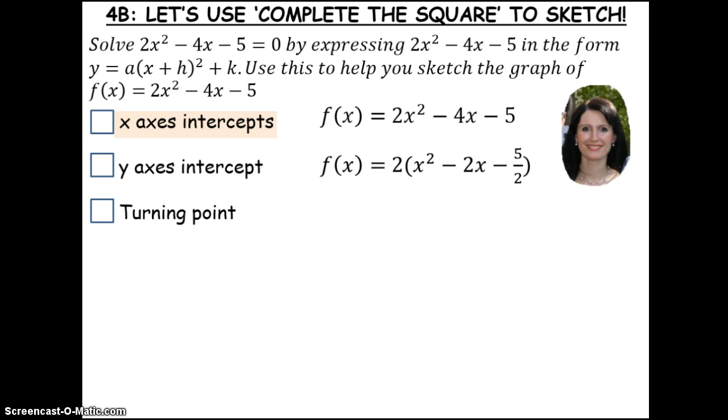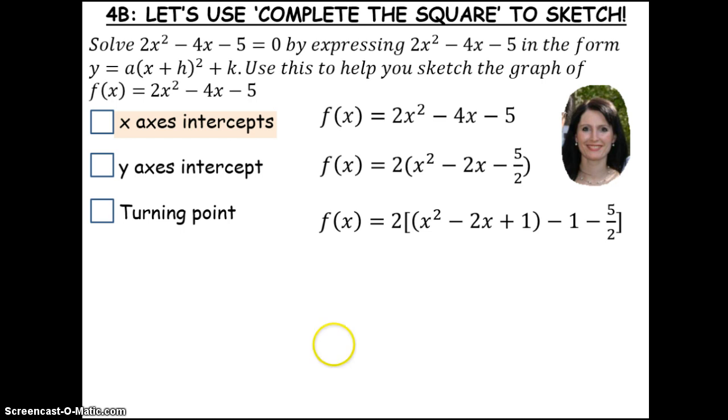So take the 2 out to get x squared minus 2x minus 5 over 2. There's a fraction there, and it looks a little messy, but it's still fine. Let's now go about completing the square. We want to get it so that we have x plus or minus something squared. So x squared minus 2x plus half of minus 2 squared. Half of minus 2 is minus 1, and squared is just 1. So we get x squared minus 2x plus 1.